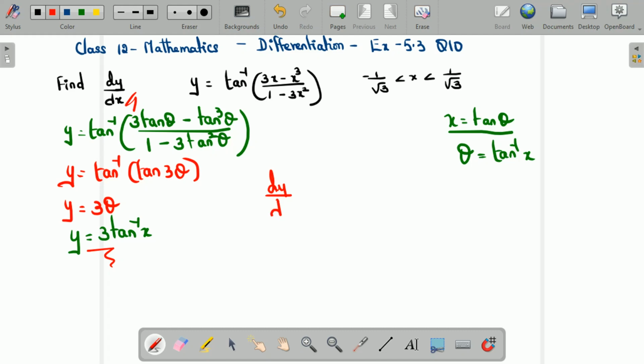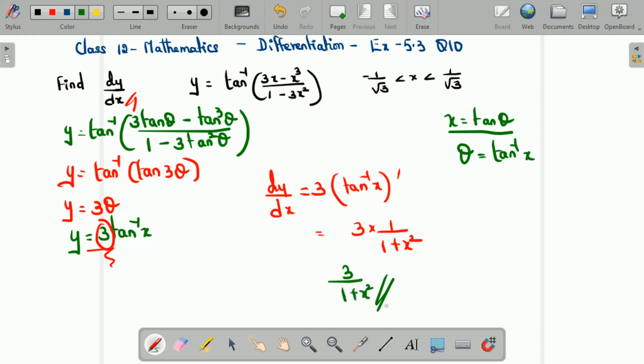So dy by dx is going to be equal to, either way 3 is a constant, so we are taking it outside the differentiation. So this is 3 into differentiation of tan inverse of x. So differentiation of tan inverse of x is 1 divided by 1 plus x squared. So the final answer for this particular differentiation is 3 divided by 1 plus x squared.